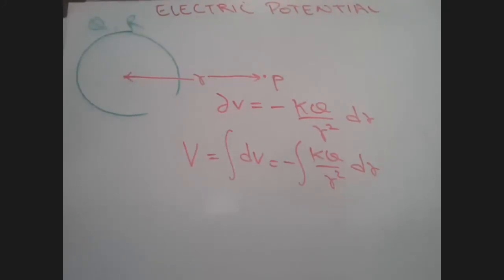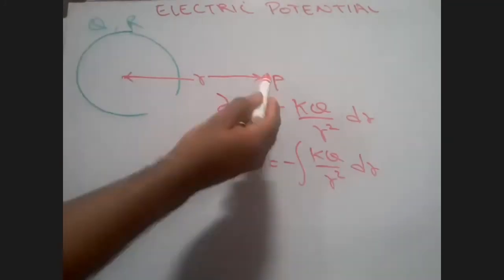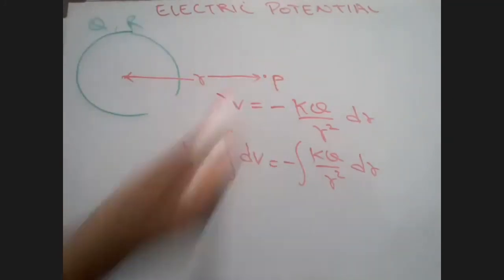0 to capital R. Okay, that means you're trying to take the limits from 0 to capital R. Oh, you're taking it from here to here. No. I want to find out the electric field, the potential at this point V.